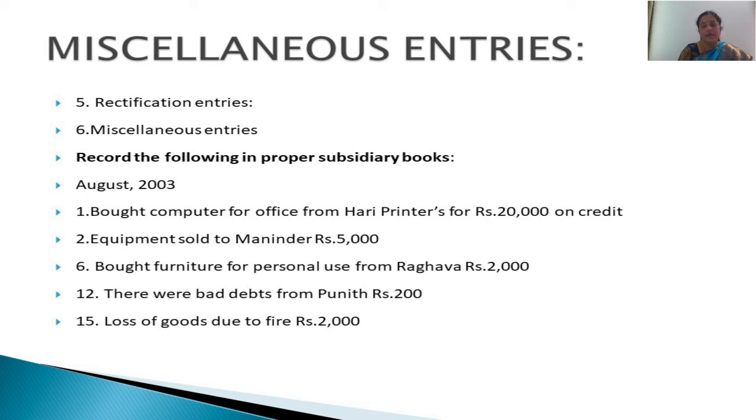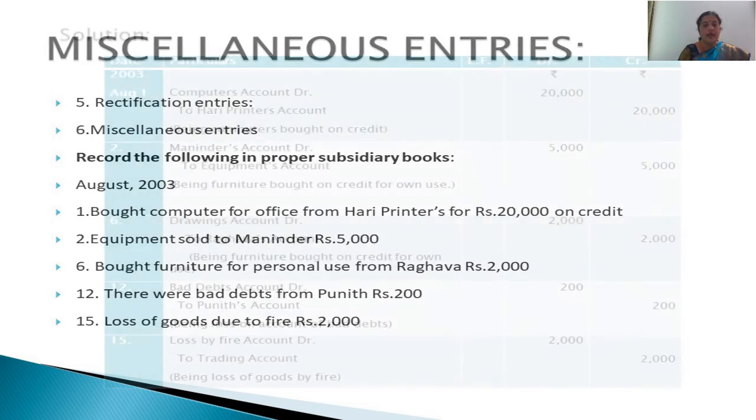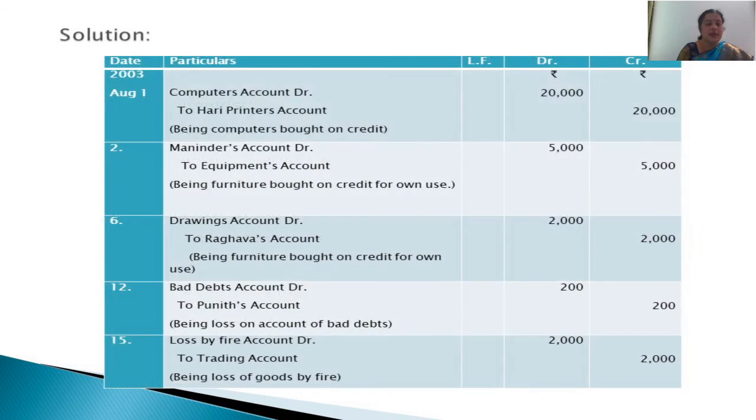And here a small problem is given for August 2003. Dates are given now. First, bought computer for office from Hari Printers, 20,000 on credit. It's not been entered. We are purchasing a computer for the office, it's coming in, and who sold it? Hari Printers. So computers are coming in, and Hari Printers are the givers of the benefit. Computers account debited to Hari Printers account.